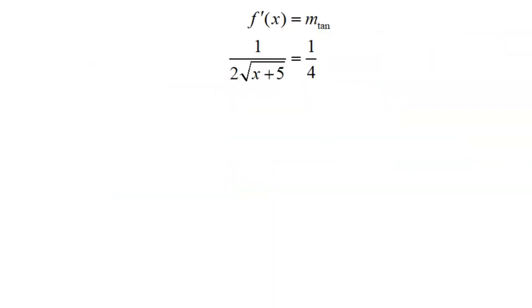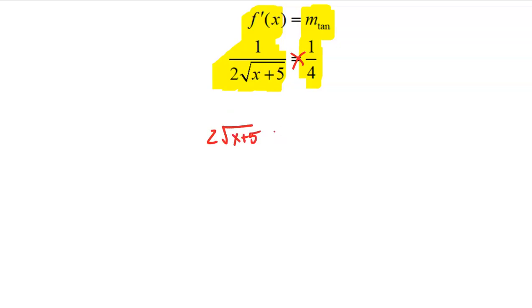So now, the idea is that the derivative is a formula to find the slope. I know what my derivative is. I know what my slope is. I can set them equal to each other and solve for x. I'm going to start by cross multiplying here. So I get 2 times the square root of x plus 5 times 1, and 4 times 1 is 4. Then I'm going to divide by the 2 out in front, so I get the square root of x plus 5 equals 2.